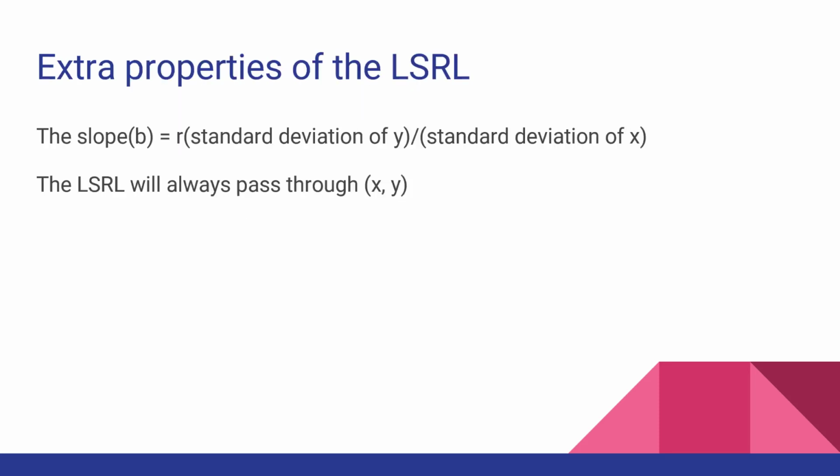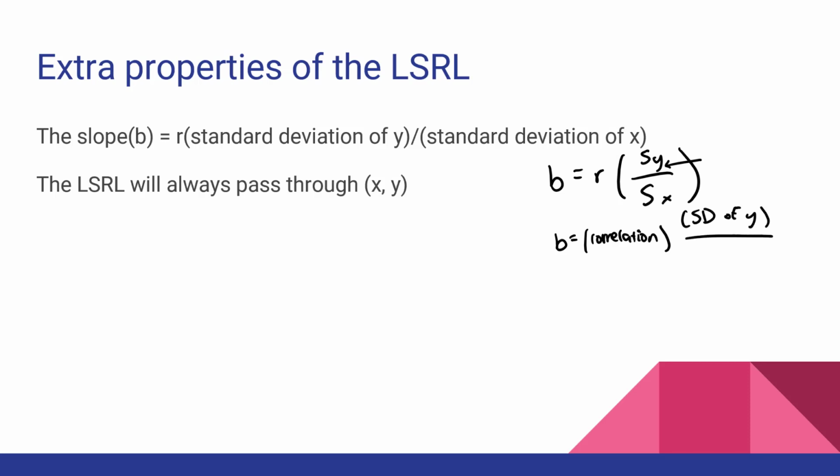So there's some extra properties of the LSRL. Your slope, so B, is equal to, if I write it in math terms, R times Sy over Sx. These subscripts do not mean multiplication or anything, it's just an extra note on what the S stands for. So our B is equal to our correlation coefficient times the standard deviation of the Y variables over the standard deviation of the X variables.